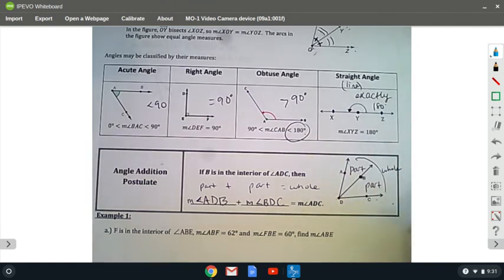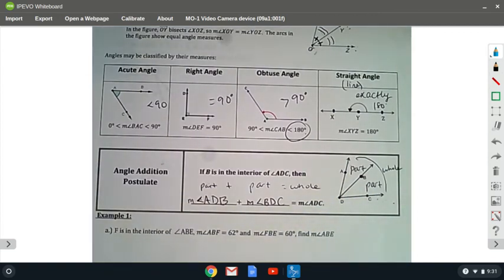A, D, B. If I want to name this one, A, D, C. So it kind of helps you go along with the angle with your pencil.